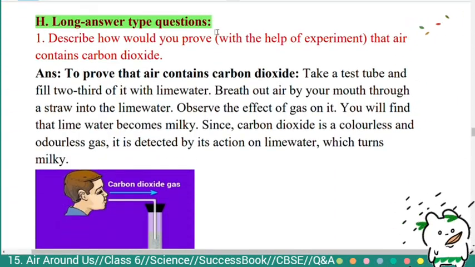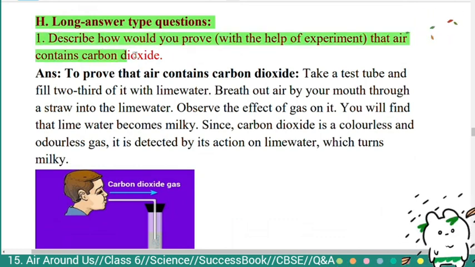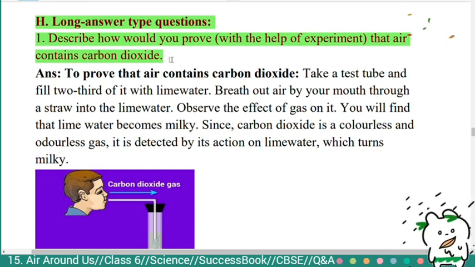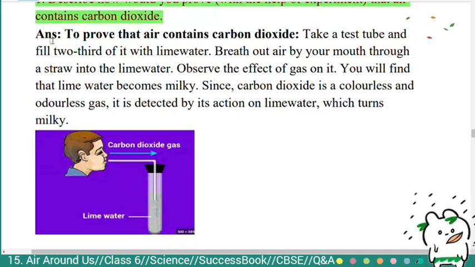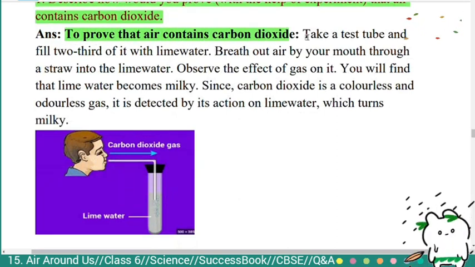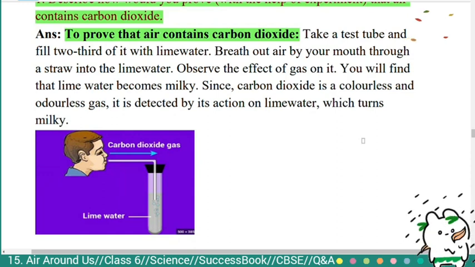Next main, long answer type questions. First question. Describe how would you prove with the help of an experiment that air contains carbon dioxide. Answer. To prove that air contains carbon dioxide, take a test tube and fill 2/3 of it with lime water. Breathe out air by your mouth through a straw into the lime water. Observe the effect of gas on it. You will find that lime water becomes milky.